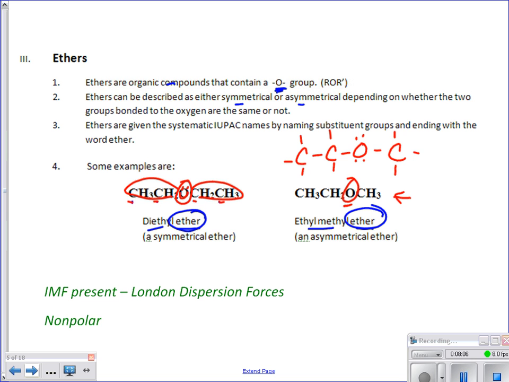That oxygen is bonded to the carbons. As is the case with all of these, you've got hydrogens bonded to carbons. That does not imply any hydrogen bonding. Hydrogen has to be bonded to nitrogen, oxygen, or fluorine in order for there to be hydrogen bonding going on. So no hydrogen bonding in this case. It is a nonpolar molecule. So our only IMF that's present is London dispersion forces.